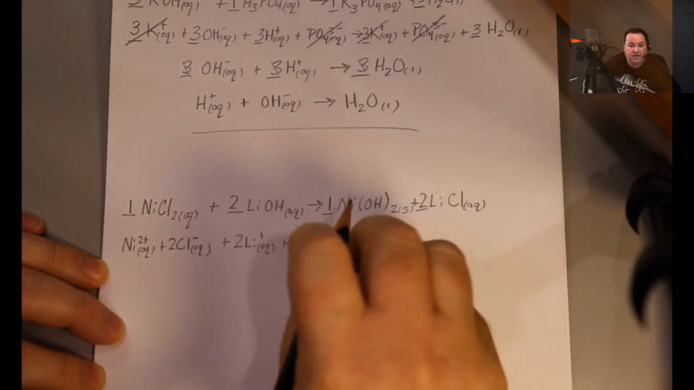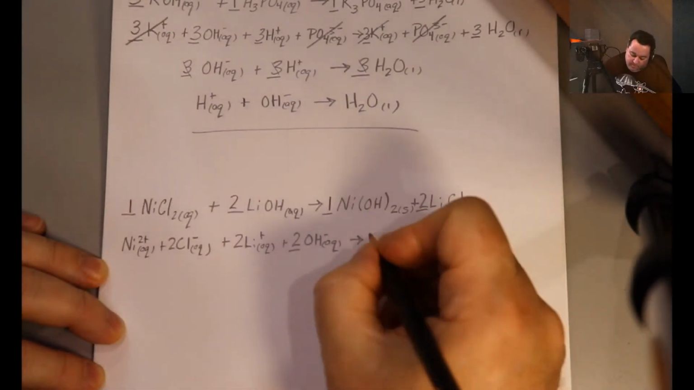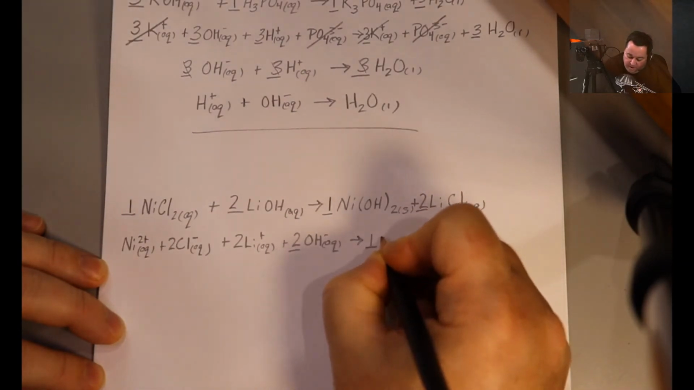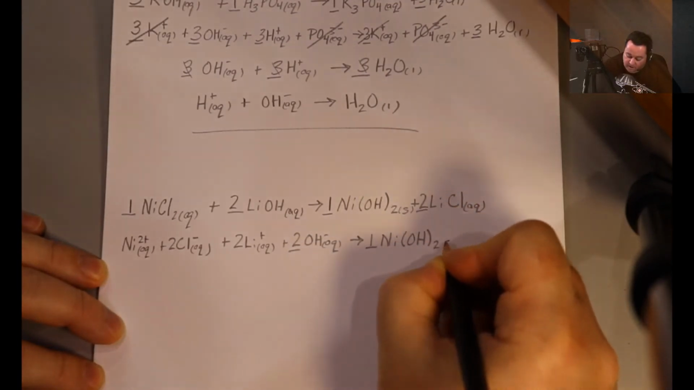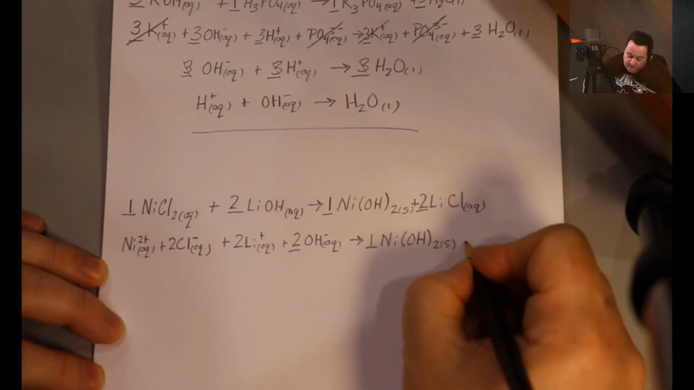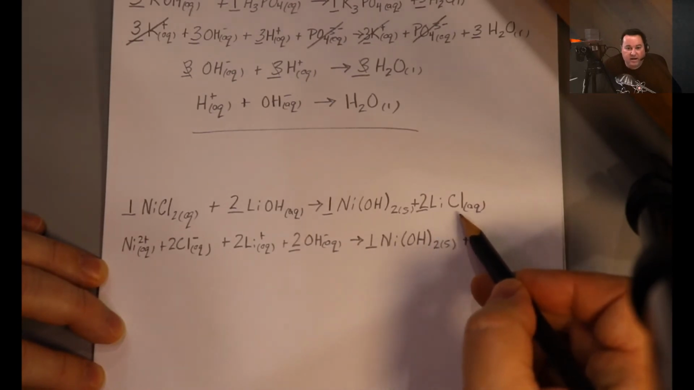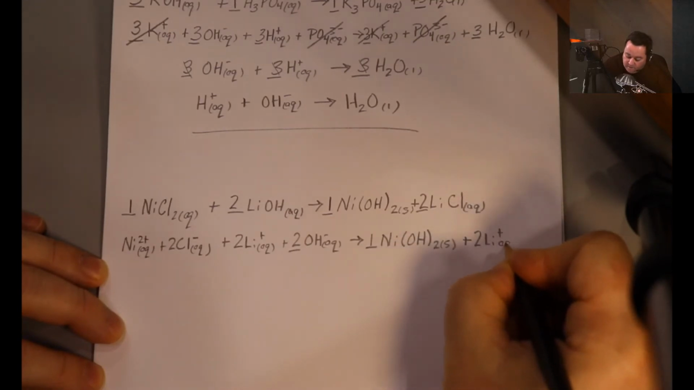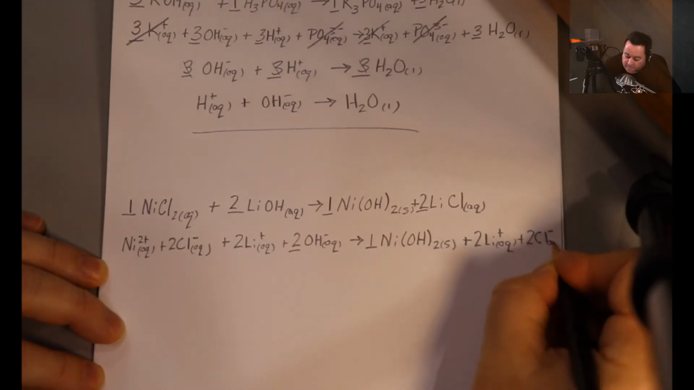On the product side, this compound is not a soluble ionic because it is insoluble. So I have to write it again in its original form, 1 Ni(OH)2 solid, which did not separate, and the final compound is soluble and it is ionic. So I break it into ions: 2Li+ aqueous and 2Cl- aqueous.